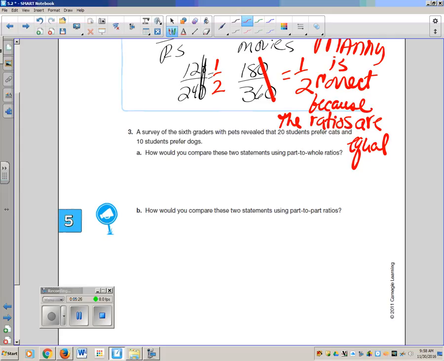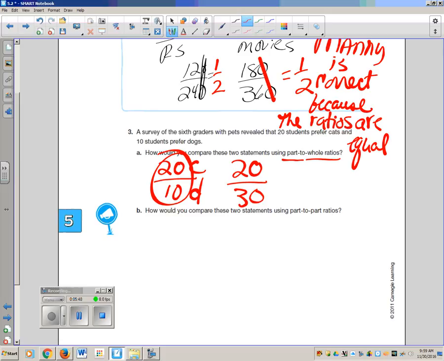A survey of the sixth graders with pets revealed that 20 students prefer cats and 10 prefer dogs. What is wrong with these people? All right, 20 cats, 10 dogs. How would you compare these two statements using part to whole? So I can do 20 cats to 30 animals. That would be one.